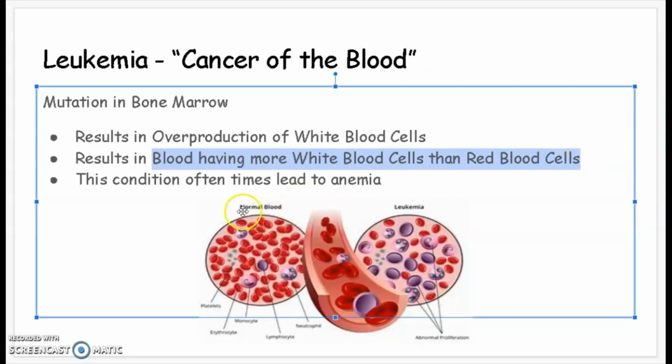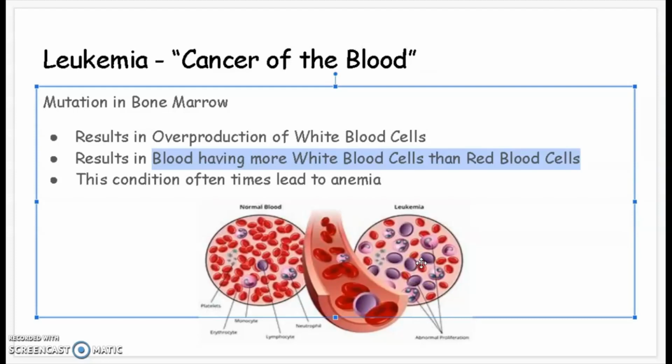So if you look at the picture right here, in normal blood, there's only a few white blood cells. They're the weird purple and pink. There's a lot of white blood cell types. But in general, there isn't really a lot of white blood cells in normal blood. But when you have leukemia, you overproduce white blood cells. So now there's an imbalance. There's way too many white blood cells. There's not enough red blood cells.